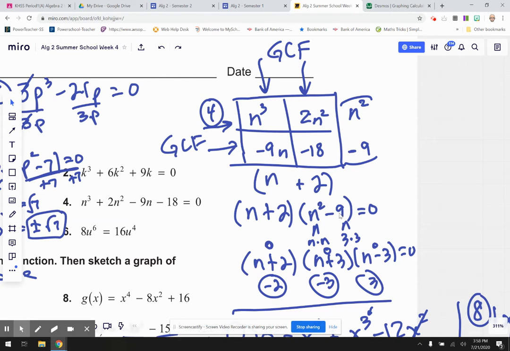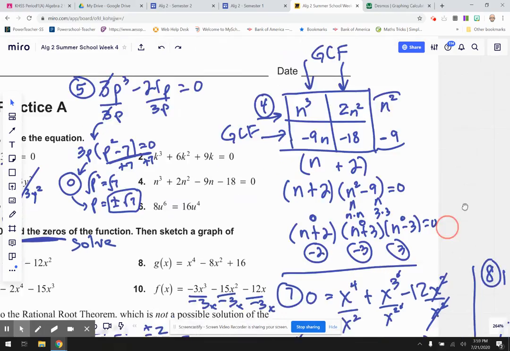n squared minus 9, though, is a difference of perfect squares. You got a difference. You got 2 perfect squares, so make them n plus 3, n minus 3. And you'll have a negative 3 answer, and you'll have a positive 3 answer. So those are your three answers for number 4 with the 4 terms. Always trying to find out what's going to make the parenthesis equal 0 when you want to solve it.